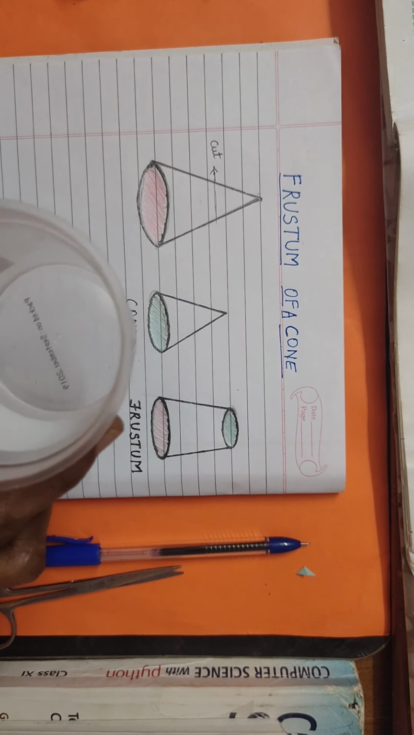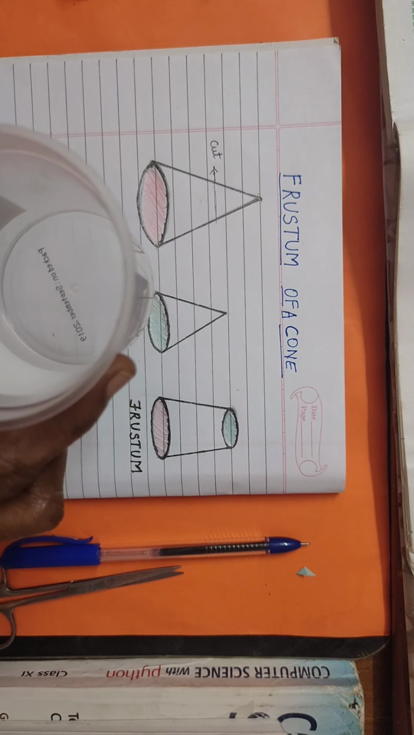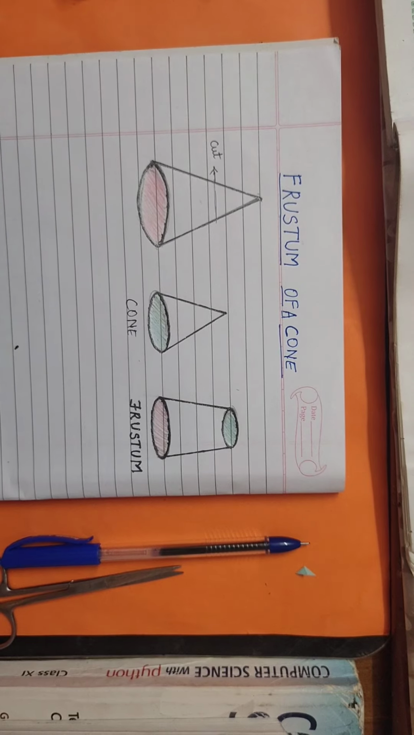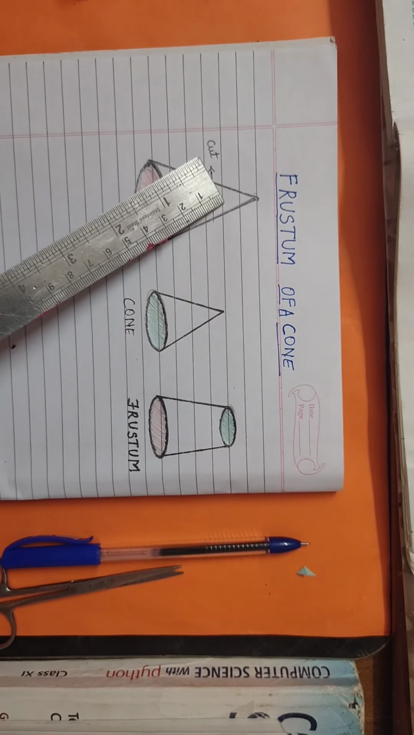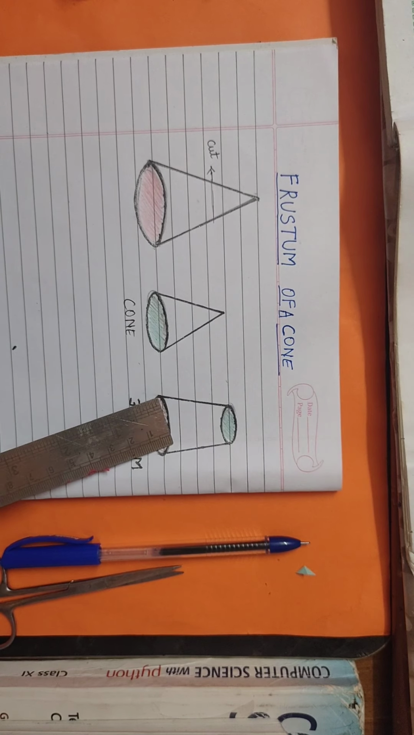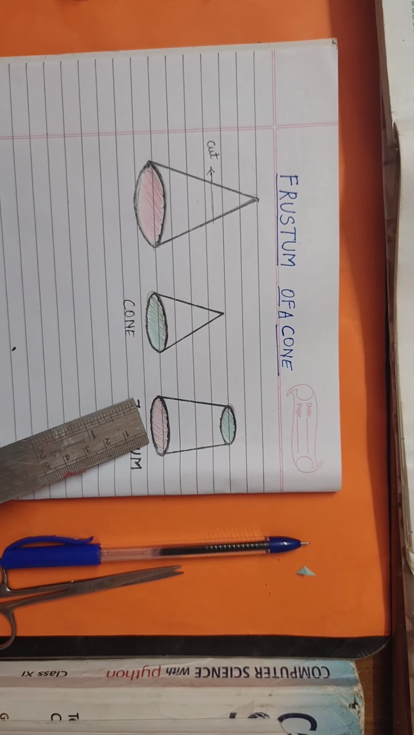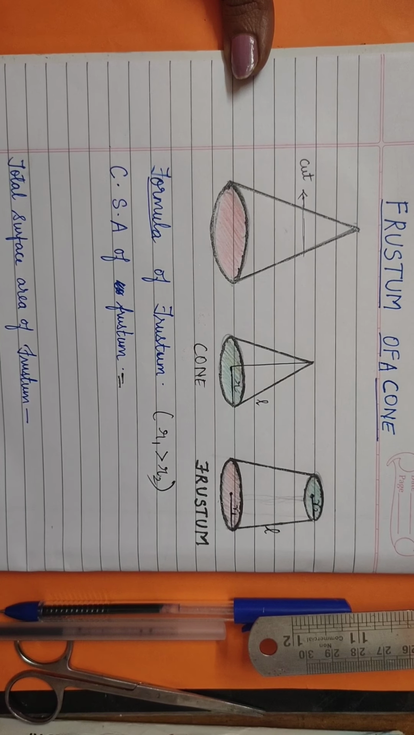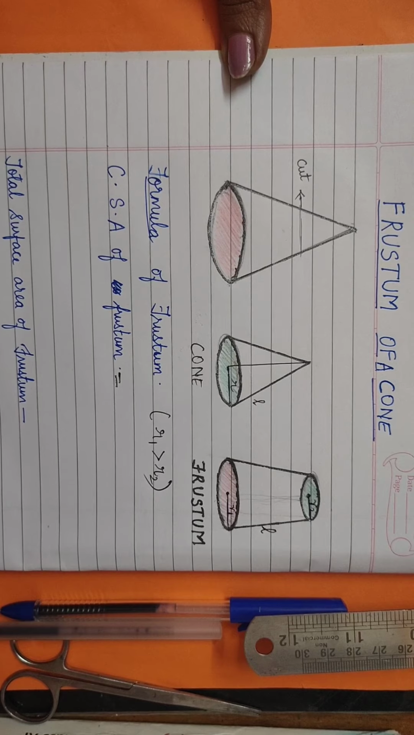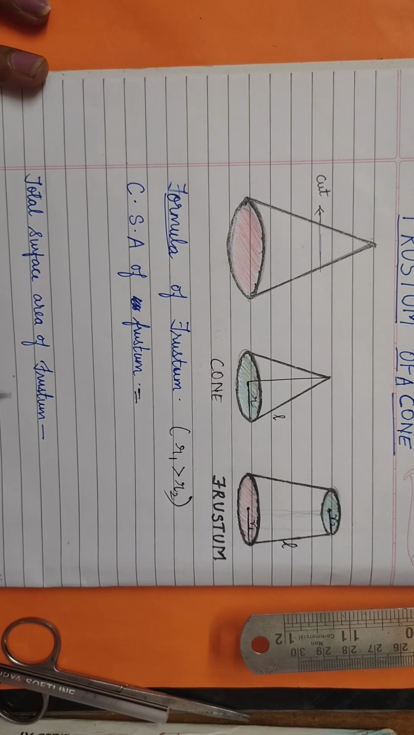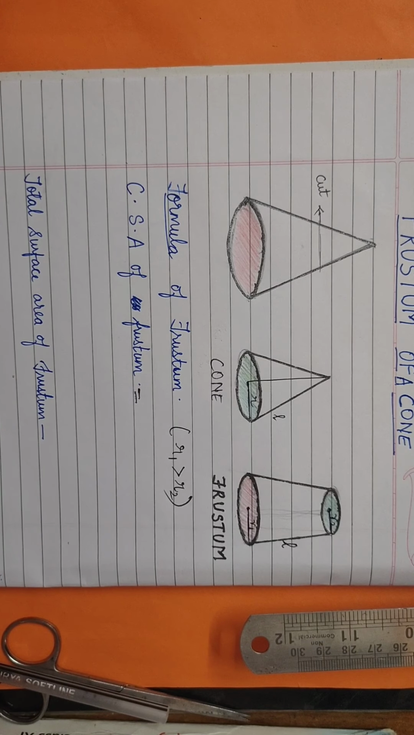Okay, so we will again recap the definition we have learned here. When a cone is cut parallel to its base, we get two figures. Can you see the first figure and the second figure? One is a cone and the other is a frustum. This is the definition. In a frustum, we need to learn three formulas: the curved surface area of a frustum, the total surface area of a frustum, and the volume of a frustum. So how can we learn this?